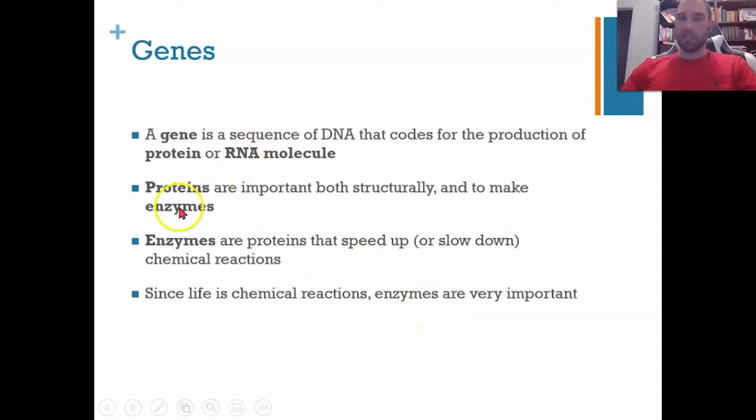So your DNA makes proteins. Those proteins are often enzymes. Those enzymes speed up chemical reactions. If those enzymes don't work, then you lead to a bit of trouble.